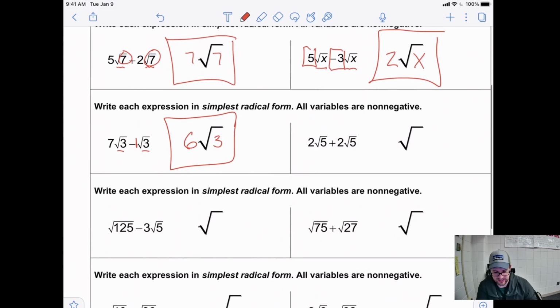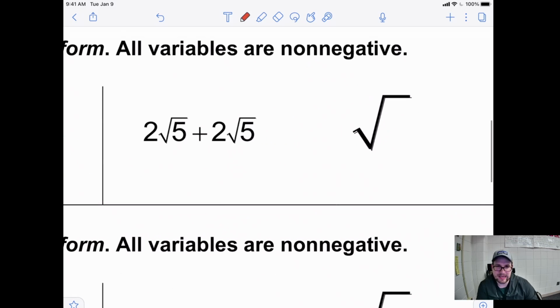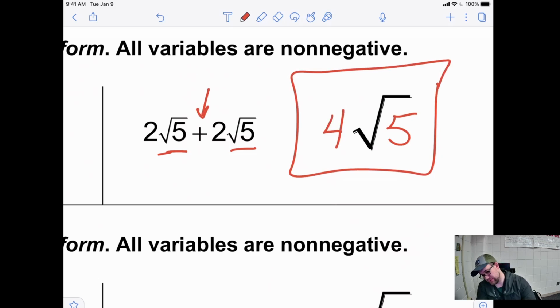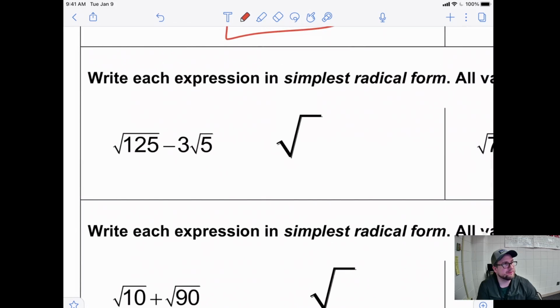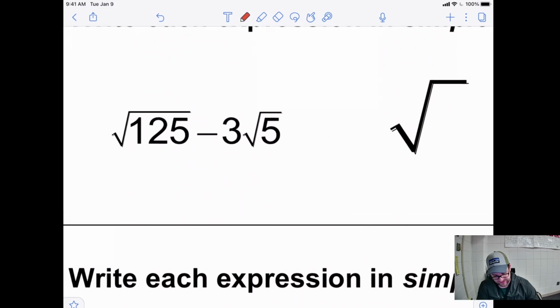Nice job. Look over here. Again, we have like radicals. That stays on the inside. It doesn't change when we are adding. If we were multiplying, this would have changed, but we are adding. 2 plus 2 is 4. Done. Over here, if I have square root of 125 minus 3 square roots of 5.